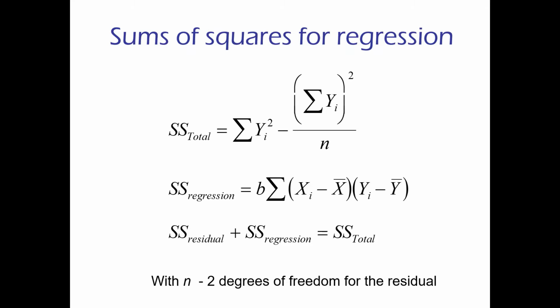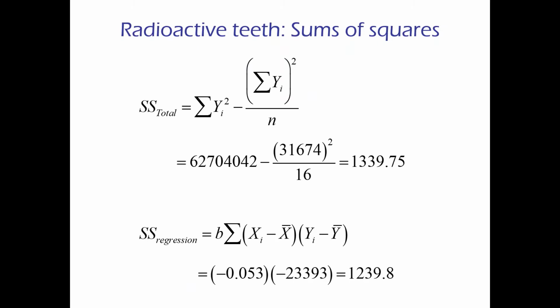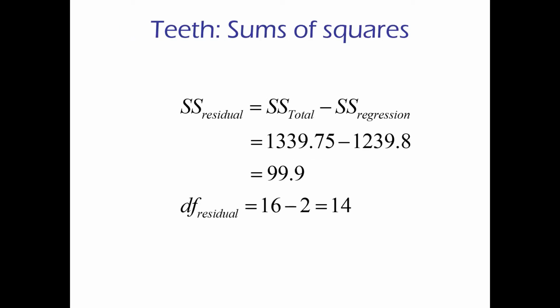Now, back to our radioactive teeth example. According to our collected data, the calculated SS total is 1339.7, and the SS regression is 1239.8. Here, SS residual equals SS total minus SS regression. So the calculated SS residual is 99.9.